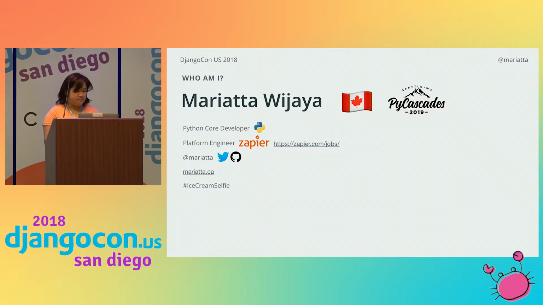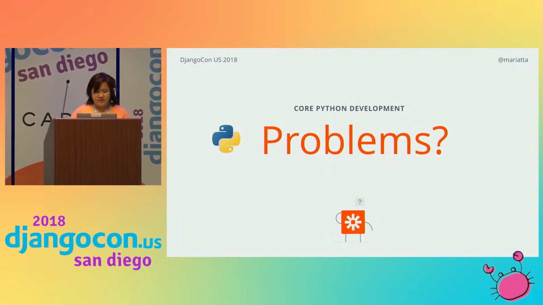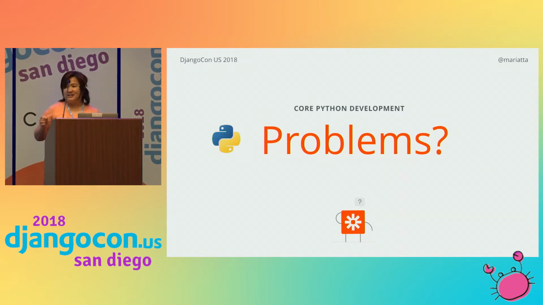So today I'm here to talk to you about core Python development. I'm a Python core developer. And there is this one question that I receive again and again, and I think every core developer receives it too. That is, when can you merge my pull requests? I'm sorry.